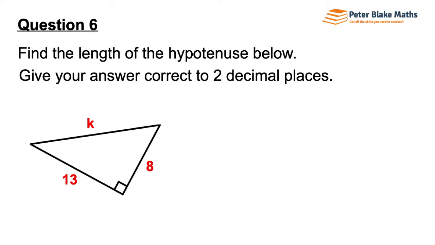Question 6. Find the length of the hypotenuse below, giving your answer correct to 2 decimal places this time. We have a triangle with K, 13 and 8 in it.